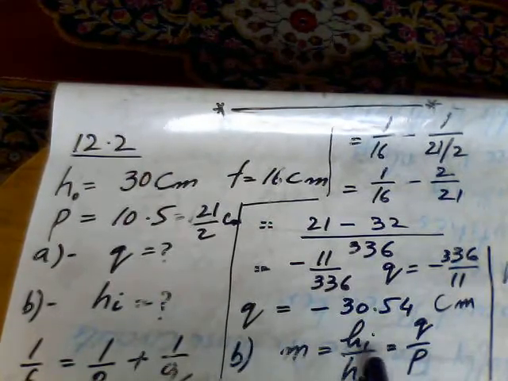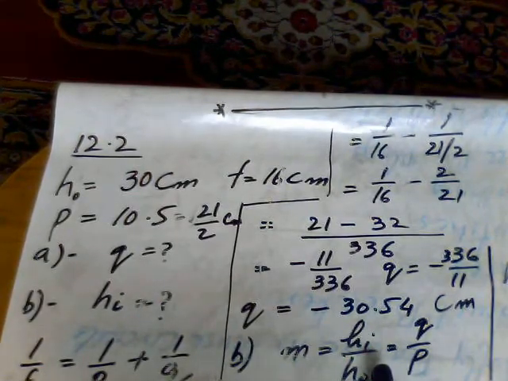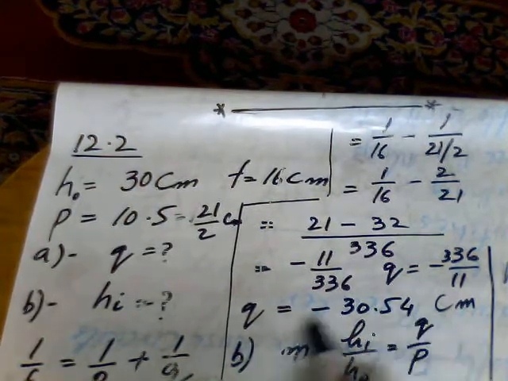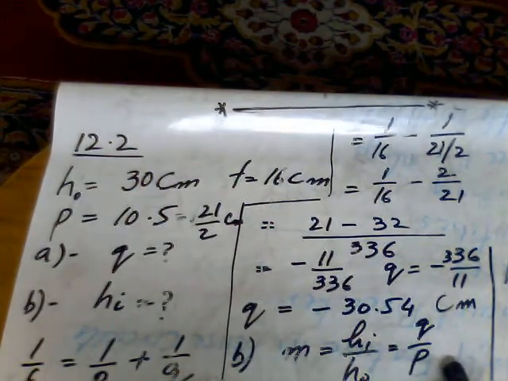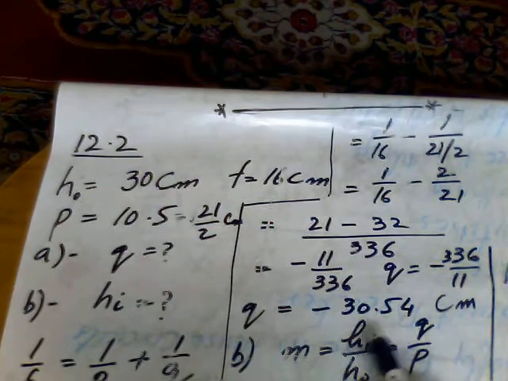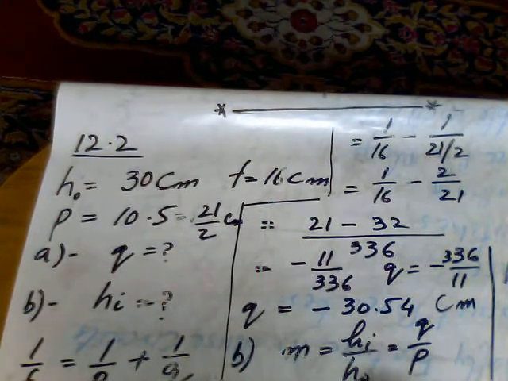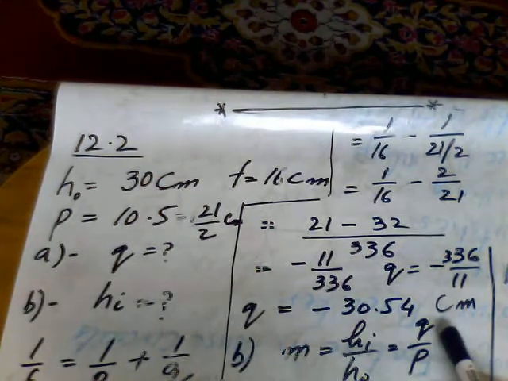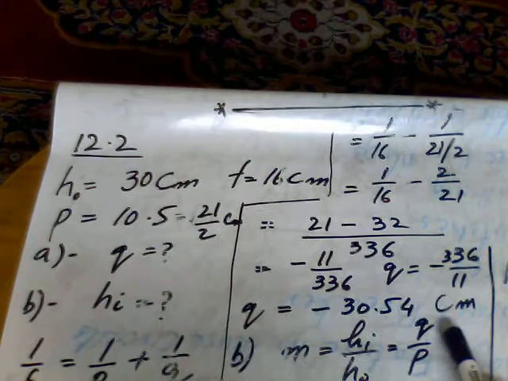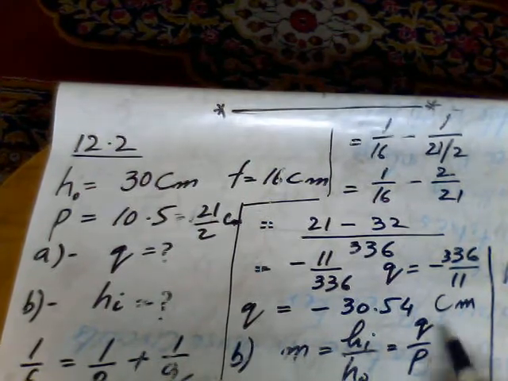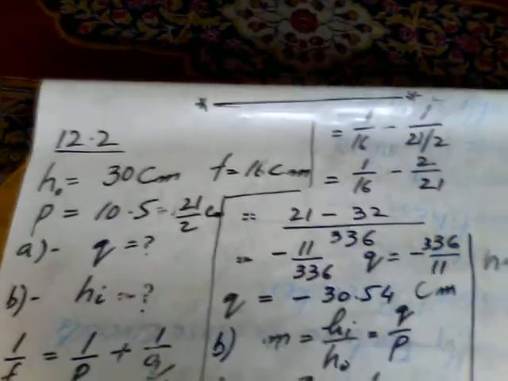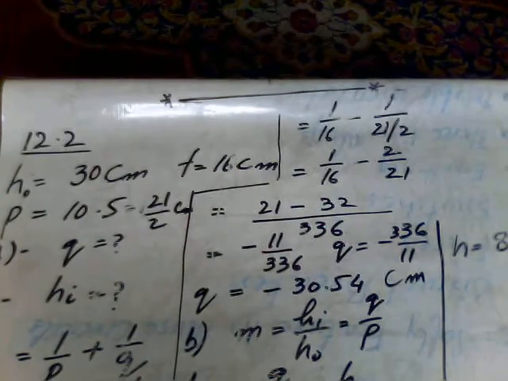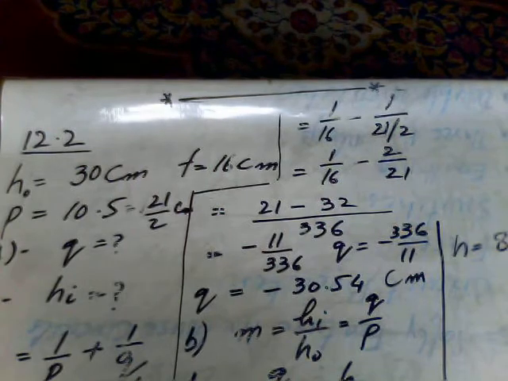Now we have to find the second part, part B, the height of the image. The height of the object is given, and we have to find the height of the image. This formula is called the magnification formula, and we use m equals hi divided by ho. Height of image divided by height of object is the same as the ratio of the image distance from the mirror and the object distance from the mirror. By rearranging this equation, we find that height of image is equal to q over p into h.